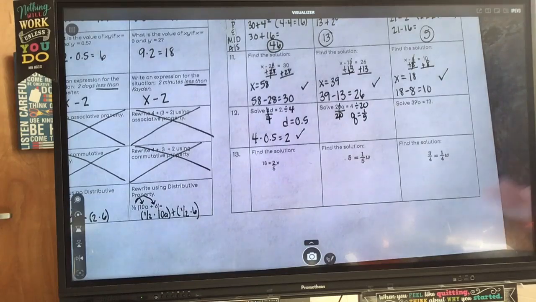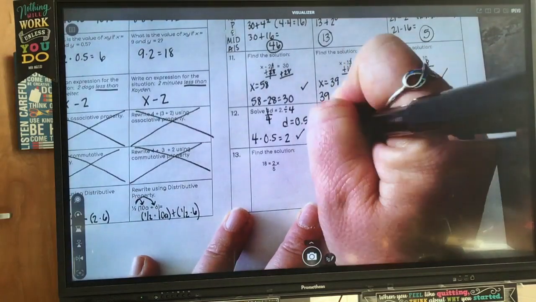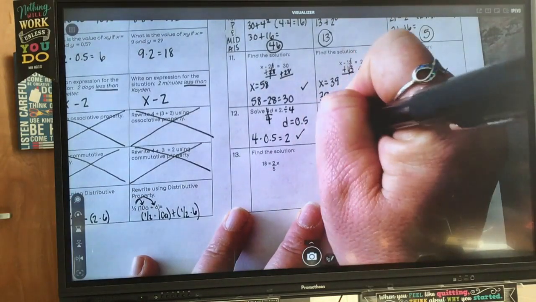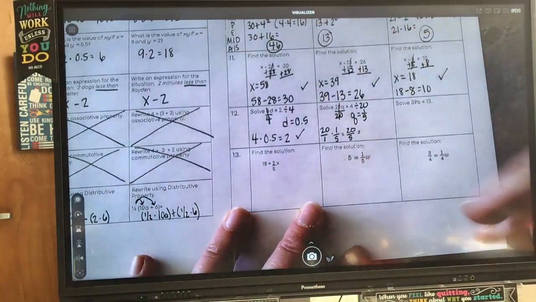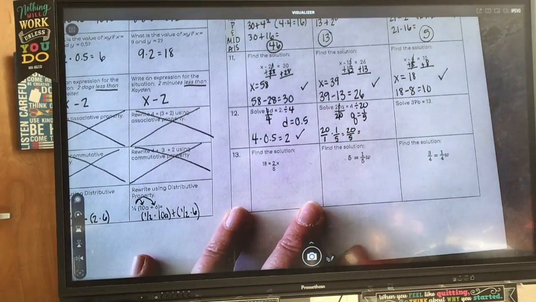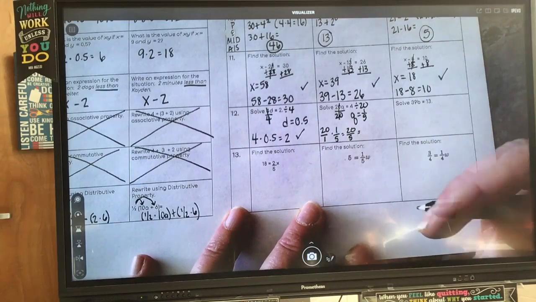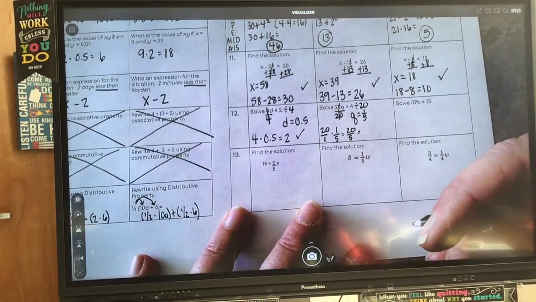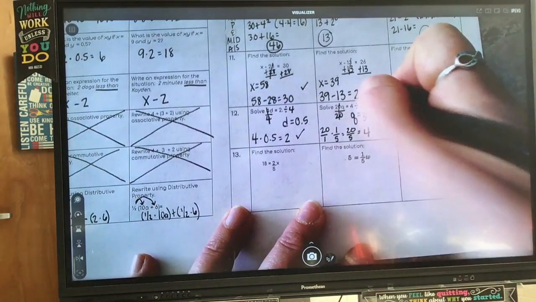Alright, so now when I go back and I check, I'm gonna do 20 over 1 times 1 over 5, which gives me 20/5. When I change it back to a mixed number, what do I get when I do 20 divided by 5? 4. So I know that my answer is correct.